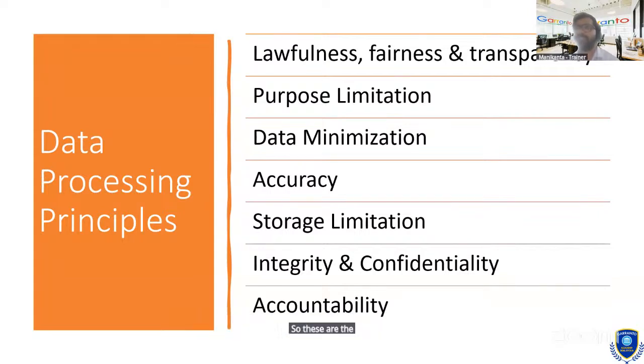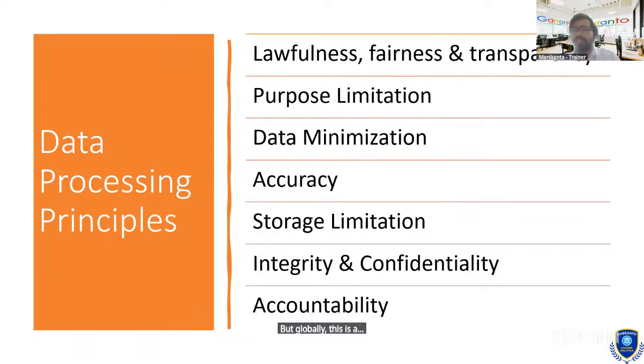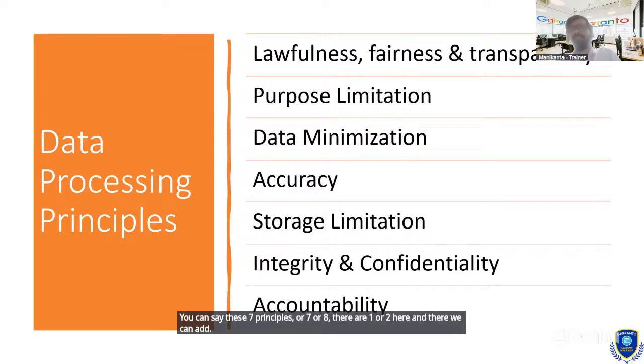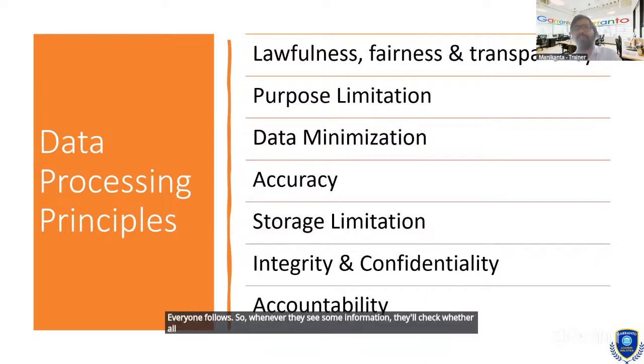So these are the basic principles. Apart from that, we can also draw our own principles if we want. As a DPO, we can come up with more principles. But globally, these are the seven principles, or seven or eight. One or two here and there we can add. These are the 7 to 8 principles globally which everyone follows. So whenever they see some information, they'll check whether we are able to meet all these or not.